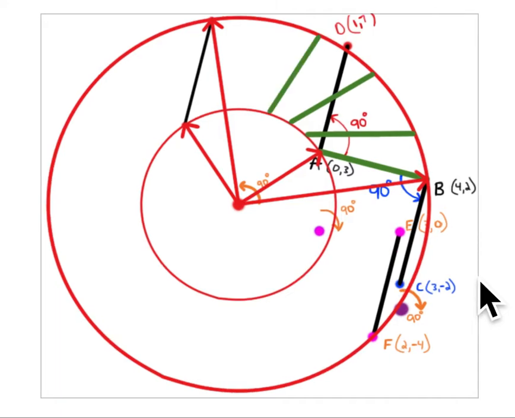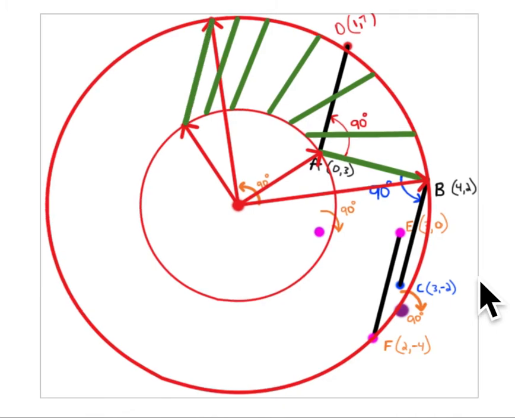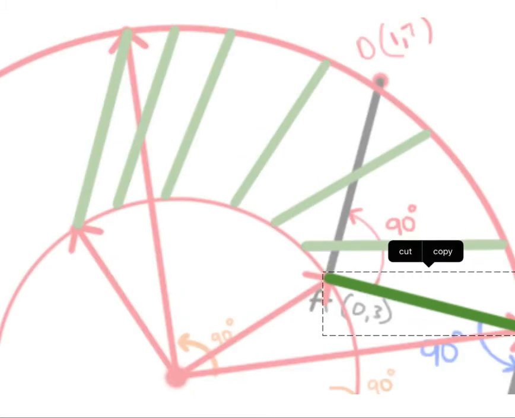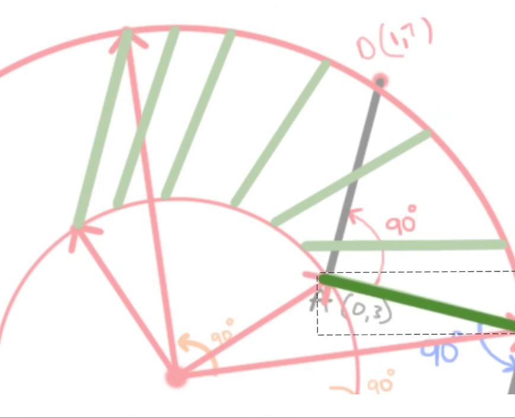So as it rotates through, both A and B are rotating 90 degrees, and after they both rotate 90 degrees, they end up right here. So let's watch a little video of that. And so here it goes.